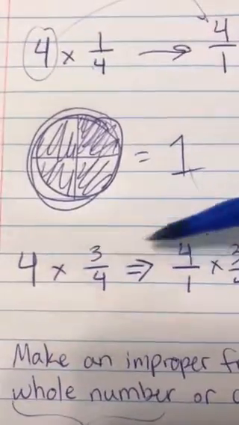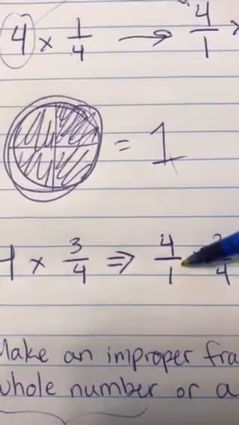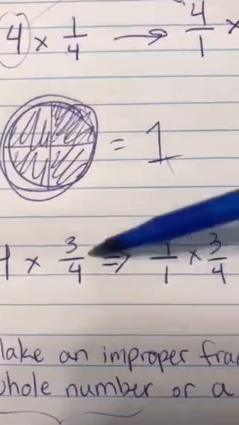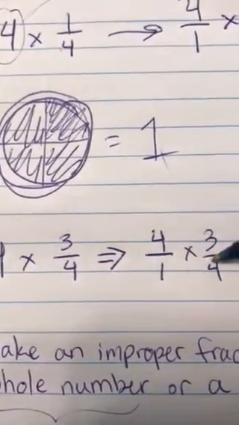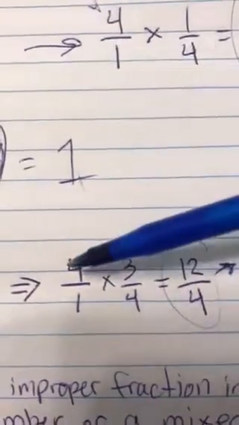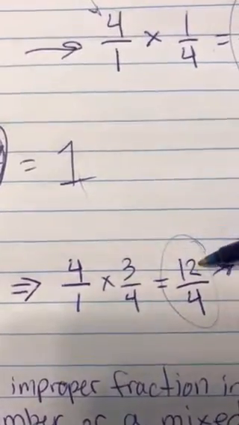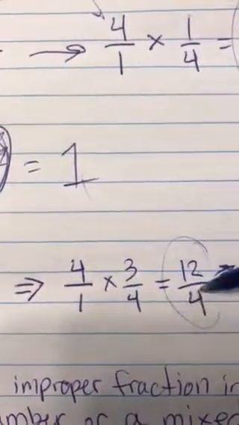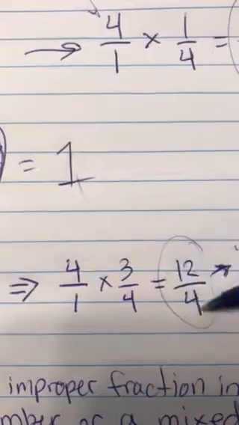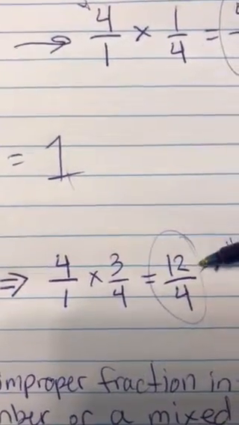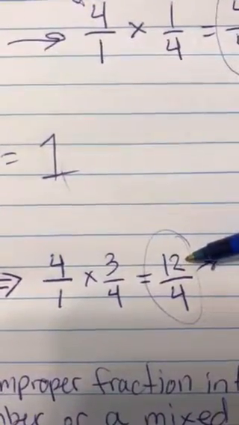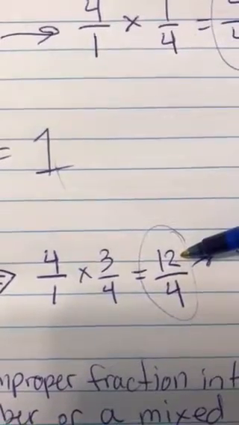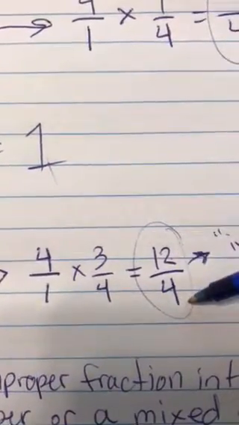We take that 4, put it as 4 over 1, then continue, just copy over the times 3/4, and then do the same thing. 4 times 3 is 12. 1 times 4 is 4. Now we have 12 over 4. And this has a special name. If you notice, what is different about the top number? It's higher than the bottom number.